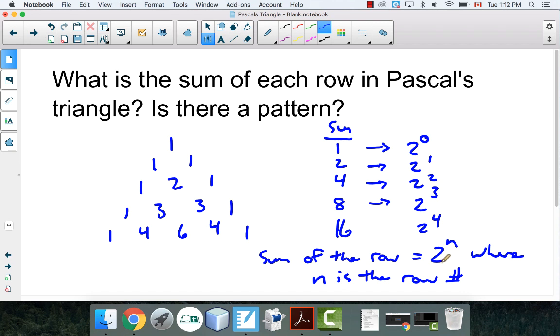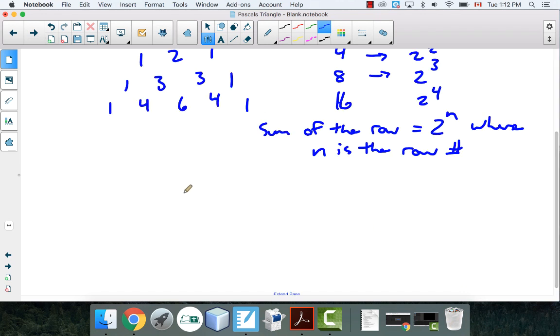Okay, so that's going to be like a little equation for us that we can use in solving Pascal's triangle. So if you had a question that was like, find the sum of row 14, for example, or row 15. Let's do row 15 as an example.